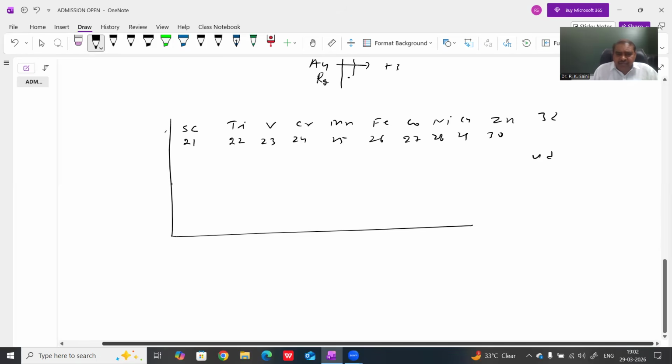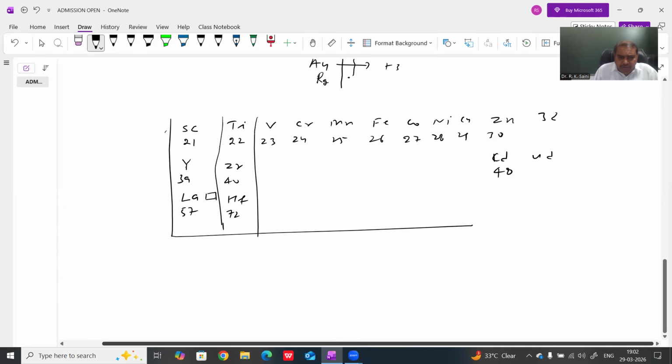Next, the 4d series. The first element is yttrium, atomic number 39, and the last element is cadmium, atomic number 48. It also consists of 10 elements. In the 5d series, the first element is lanthanum, atomic number 57, and the second element is hafnium, atomic number 72. And in the 4d series, the second element is zirconium, atomic number 40.